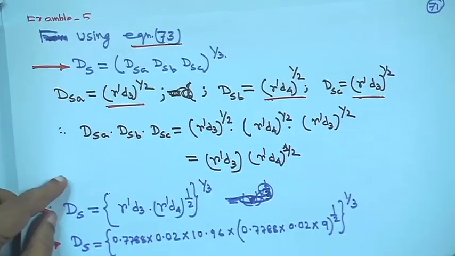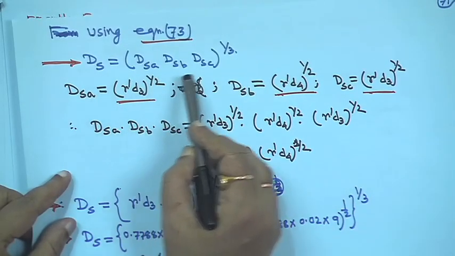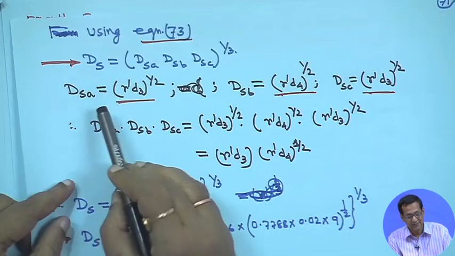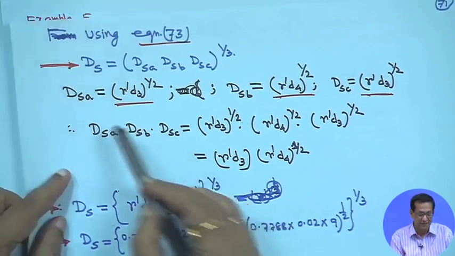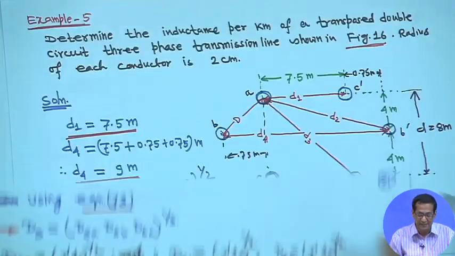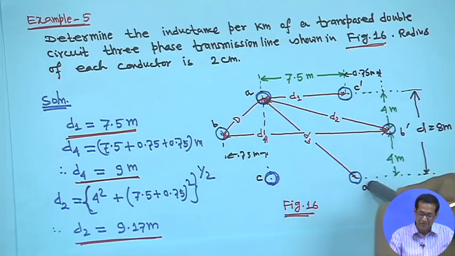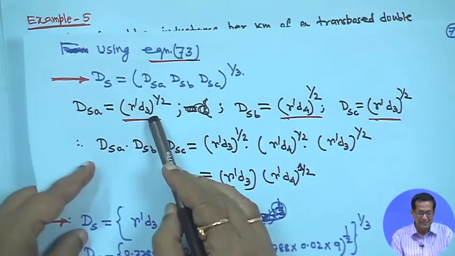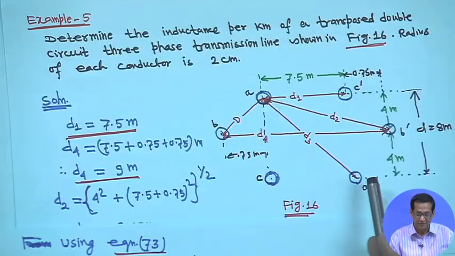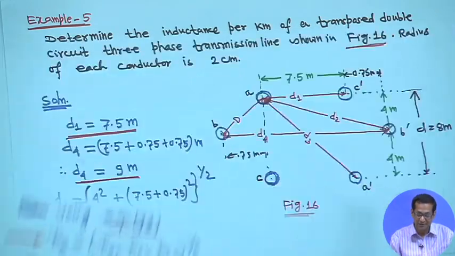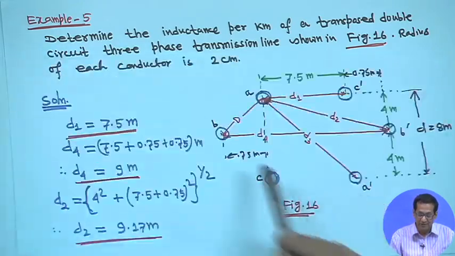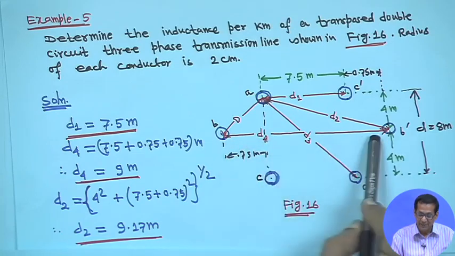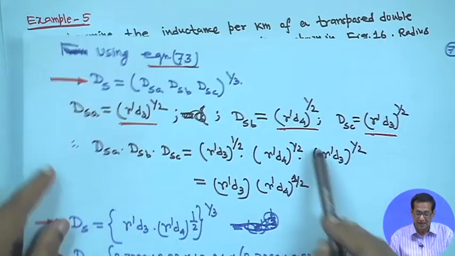Next is your equation, using equation 73, right, the DS is equal to DSA, DSB, DSC. Now, find out your self GMD for phase A, phase B, phase C, right. So, DSA now easily you can calculate, R dash D3, it is phase A. So, it is R dash D3 to the power half, right. So, similarly for DSB also, that is phase B, it will be R dash D4, because B to B dash distance is D4. So, it is R dash D4.